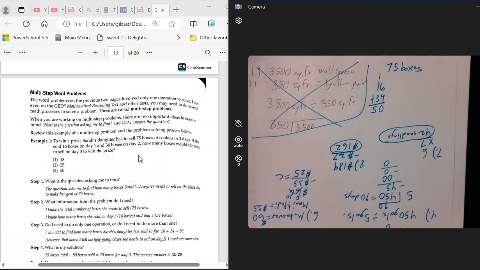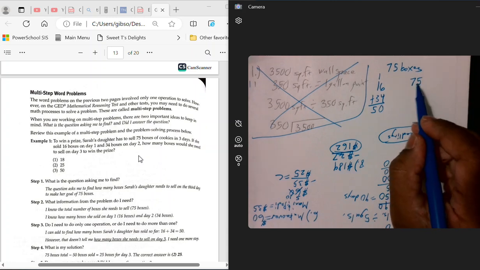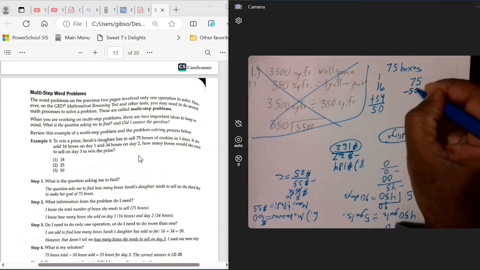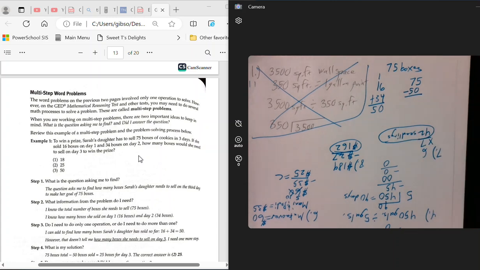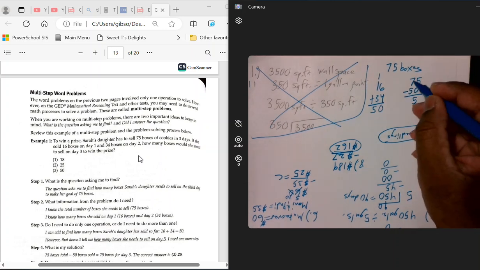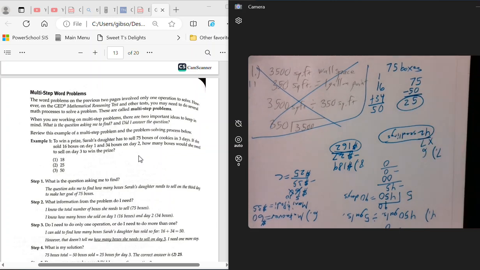Now we get to day three. In order to find out what day three is, we would take the amount of boxes we want, which is 75, and the amount that was sold over the first 2 days, and subtract them. So 5 minus 0 is 5, 7 minus 5 is 2. So 25 boxes would need to be sold.